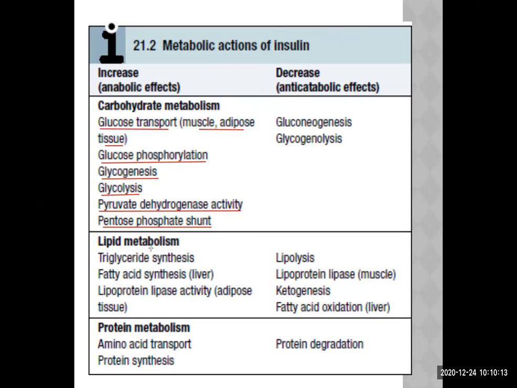What about the lipid metabolism now? Triglyceride synthesis is stimulated by insulin. Fatty acid synthesis is stimulated by insulin. And lipoprotein lipase activity in the adipose tissue is increased by insulin. Whereas, see this, lipolysis is decreased by insulin. Lipoprotein lipase in the muscle is decreased. Ketogenesis is decreased or blocked, and fatty acid oxidation in the liver is blocked by insulin.